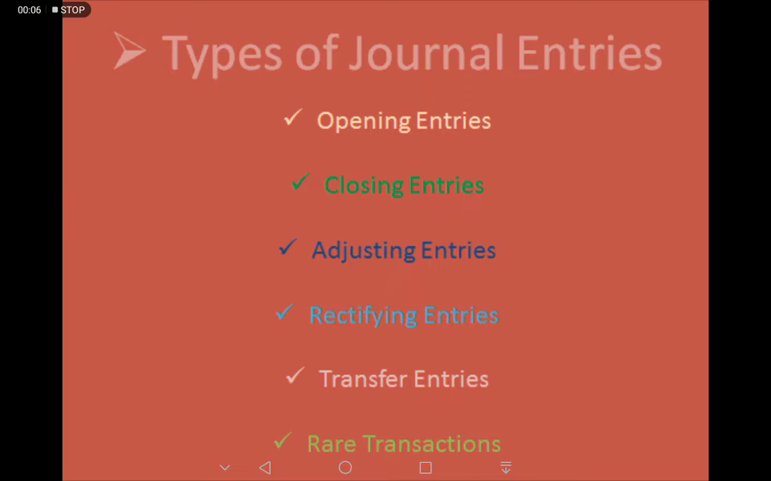Guys, journal entries are the essence of accounting. Accounting is based on double entry bookkeeping, and double entry is all about passing journal entries. There are six types of journal entries. Number one are opening entries.